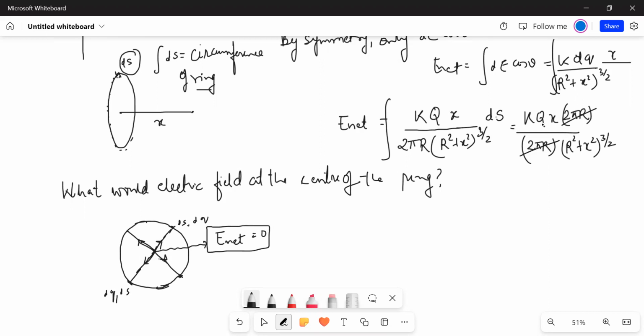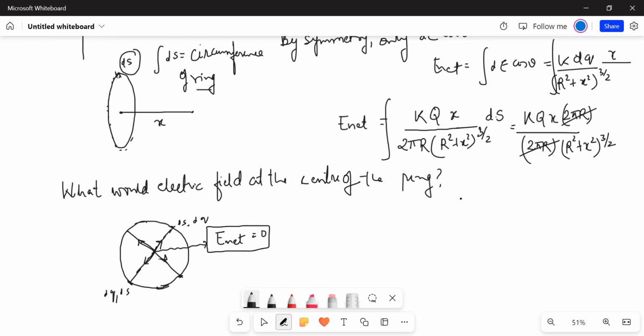Yes or no? You could have easily assessed this by putting x equal to 0 here also. In order to get exactly the center of the ring, you should have x equal to 0. So your net electric field would be equal to 0 if you place x equal to 0.